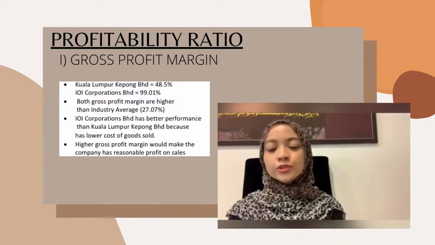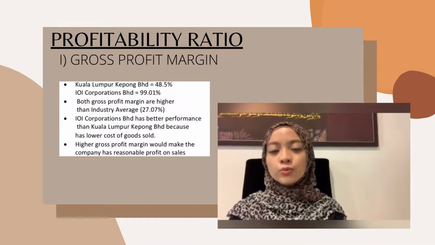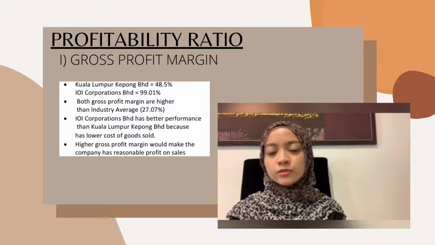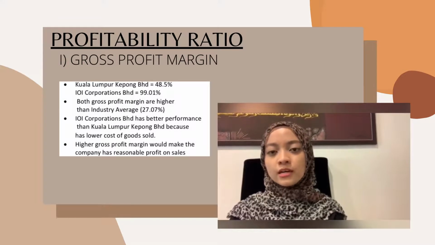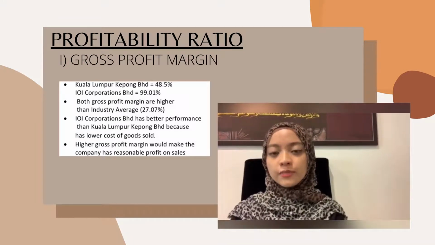profit. For gross profit margin, Kuala Lumpur Kepong Berhad's gross profit margin is 48.5%, and IOI Corporation Berhad's gross profit margin is 99.01%. Both companies' gross profit margins are higher than the industry average, which is 27.07%.